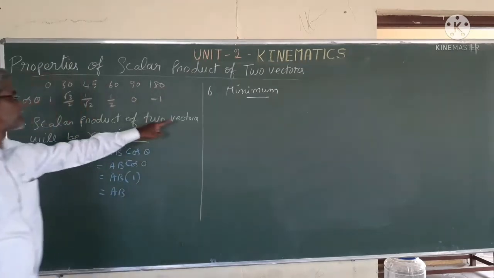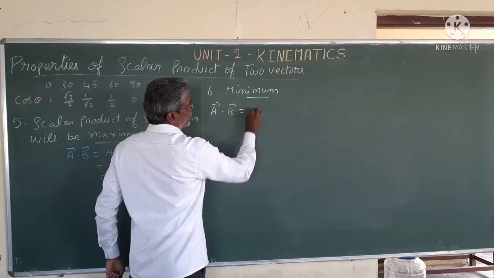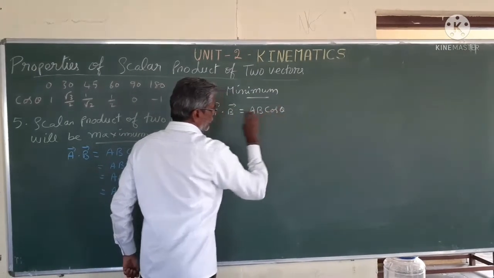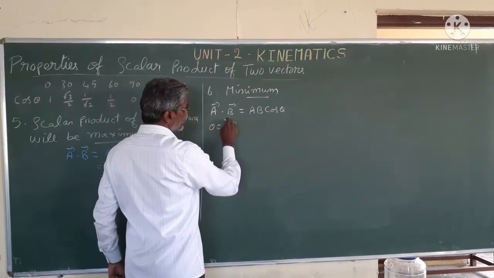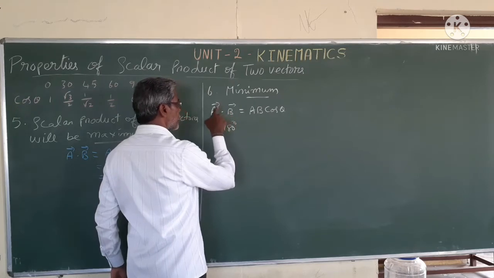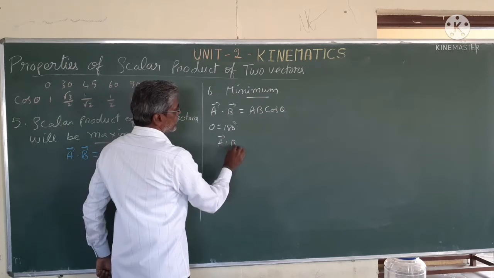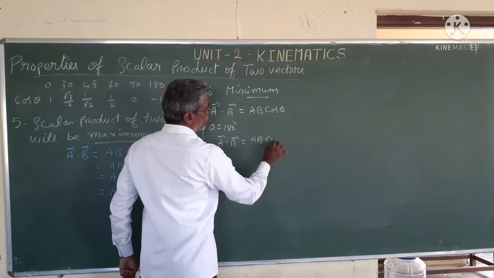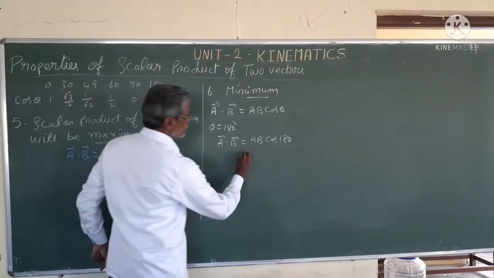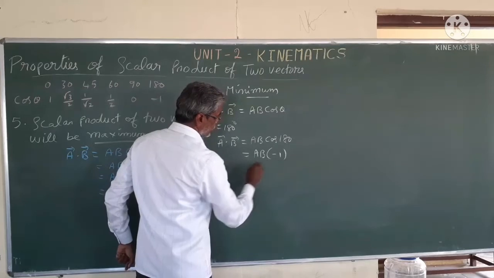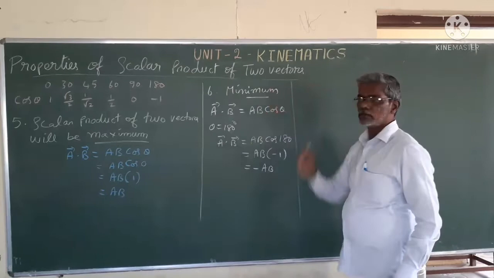Next one is the scalar product of two vectors will be minimum. So A vector dot B vector is equal to AB cos theta. When will it be minimum? When theta is equal to 180 degrees, then the dot product of these two vectors will be minimum. So therefore A vector dot B vector is equal to AB cos 180. So cos 180 is minus 1. So AB times minus 1 is equal to minus AB. Then the dot product of the two vectors is minimum.